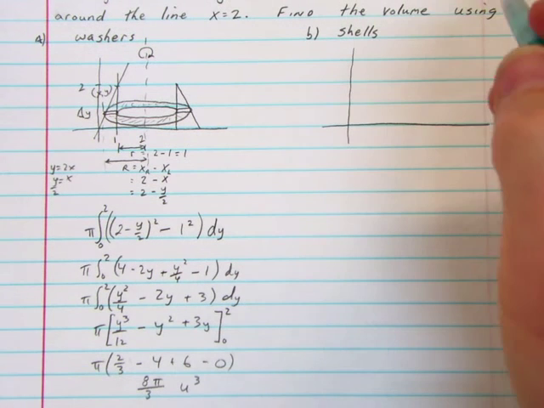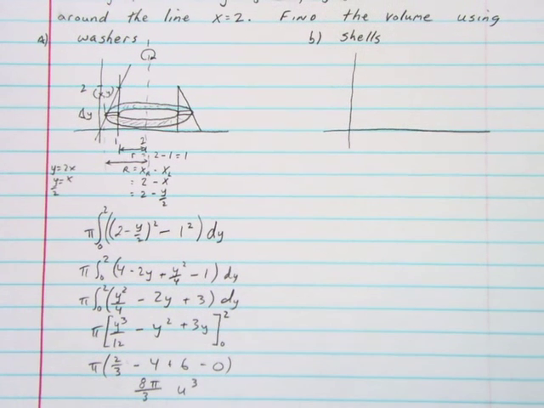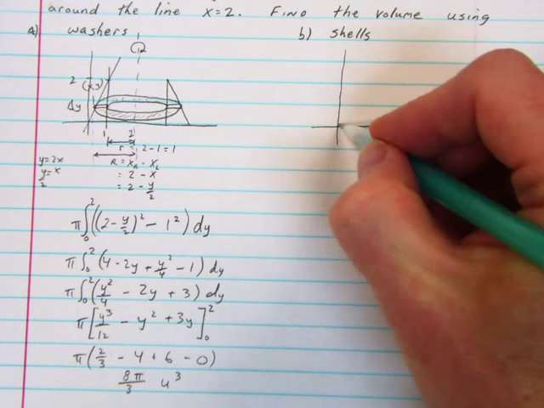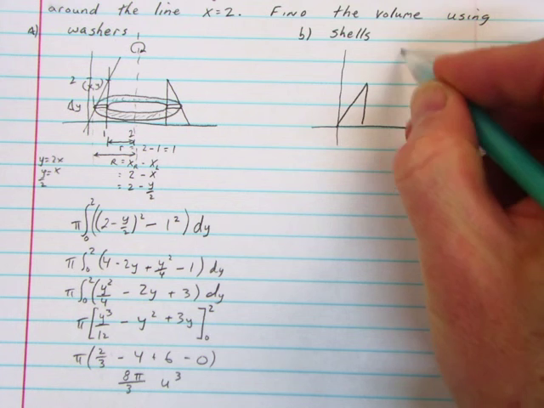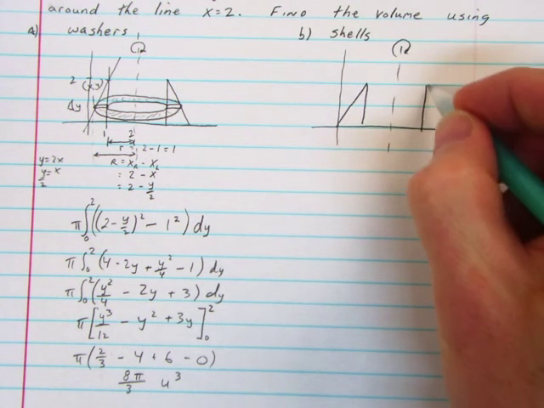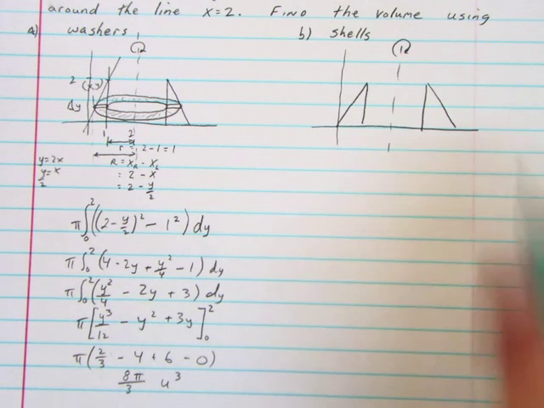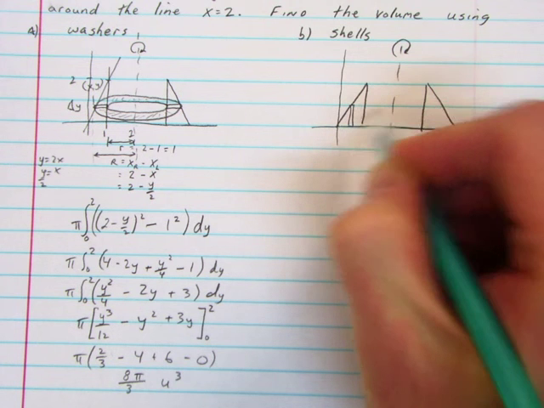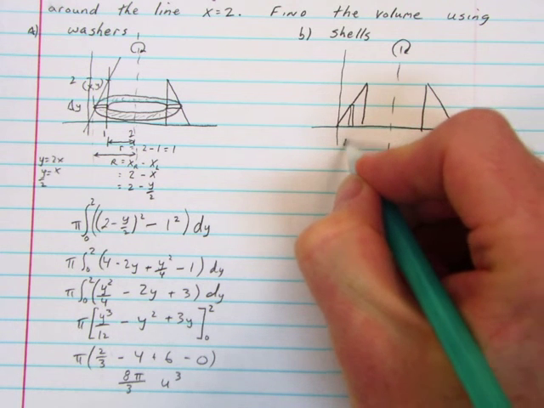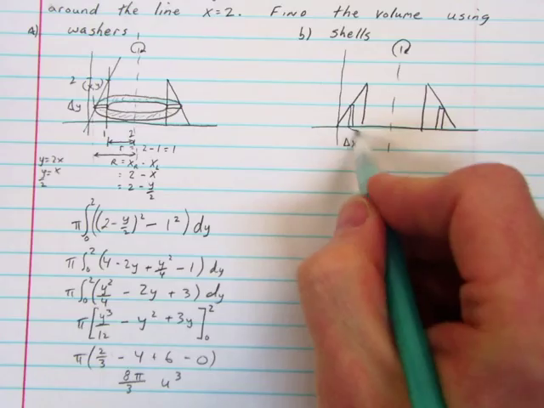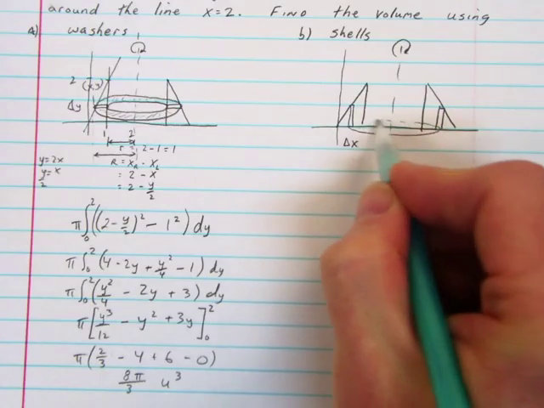Now let's do the same problem with shells. When we're going to do shells, let's first just quickly copy down our region, sketch our line. We're going to be revolving around that again. You don't want to spend a whole lot of time on that. Now we're going to draw a vertical rectangle. This will be labeled delta x. We're going to copy it over into our other region. And then connect these ones.